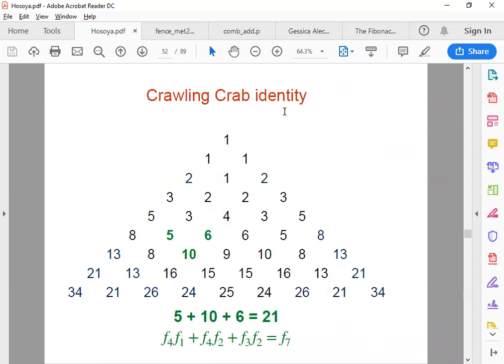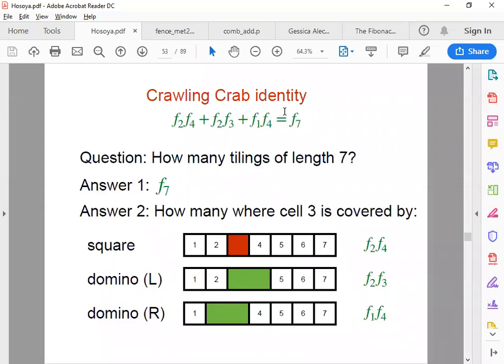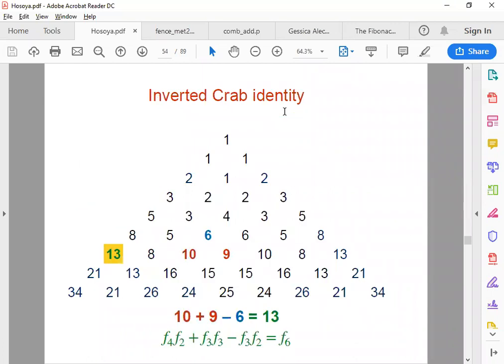The crawling crab identity might be my favorite of the bunch. That says these numbers add up to Fibonacci numbers. How many tilings of length 7 are there? How would I explain this identity? Well, there are F7 tilings of length 7. How many where the third cell is either covered by a square, the beginning of a domino, or the end of a domino, and that's what gives you those 3 terms.